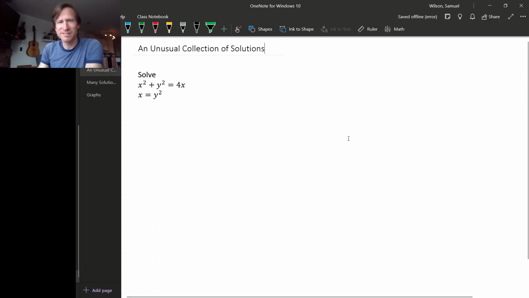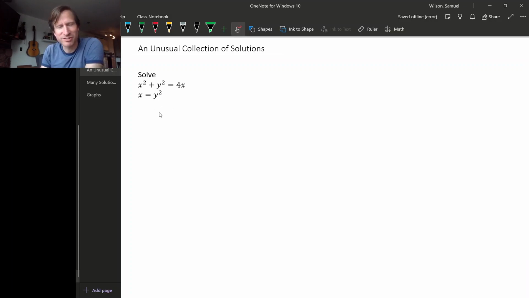Let's look at another example of solving a system of linear equations. To solve this system, remember in general what we can start out doing is choosing one equation and solving it for one of the variables and then plugging that into the other equation. But in this case, this second equation is already solved for x. So we can immediately substitute that into the second equation.